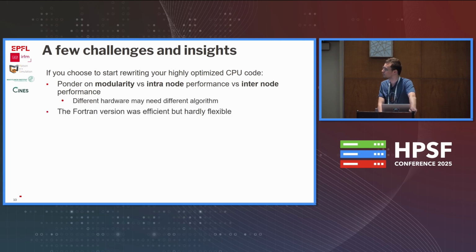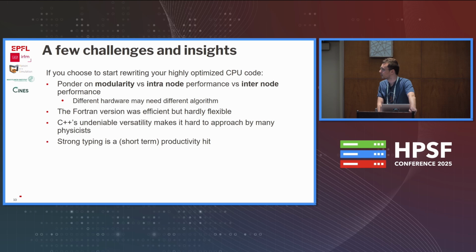The Fortran version was very efficient, but it was also not flexible. This is for the same region. It was not very modular, but it gave a lot of performance, and it was able to scale on all the machine, basically. C++ is very versatile, but it's very hard to use by physicists, and I don't really know how to fix that. But this is an issue.